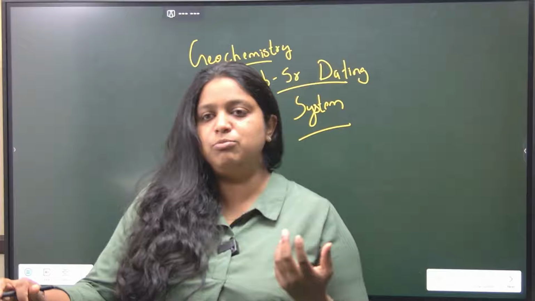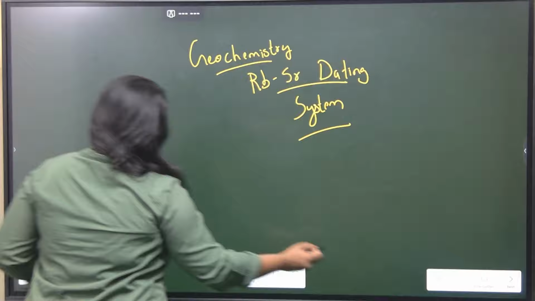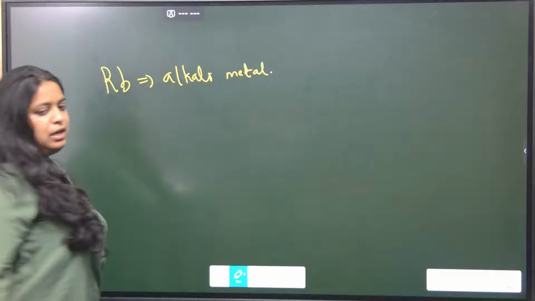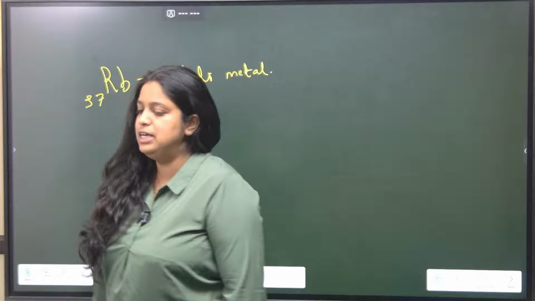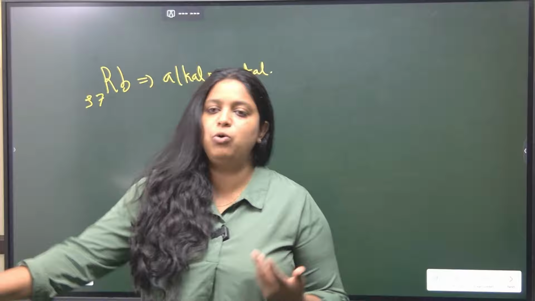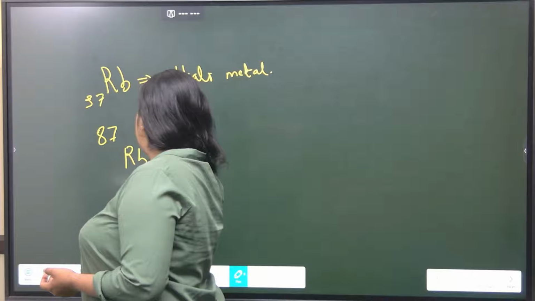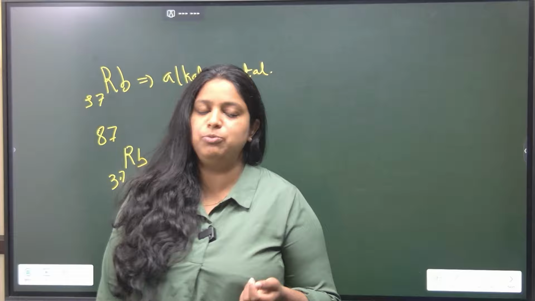Rubidium is an alkali metal, and the atomic number of rubidium is 37. It has different isotopes, 87 rubidium and 85 rubidium. But the particular isotope, rubidium 87, is a radioactive isotope of rubidium, which is unstable.